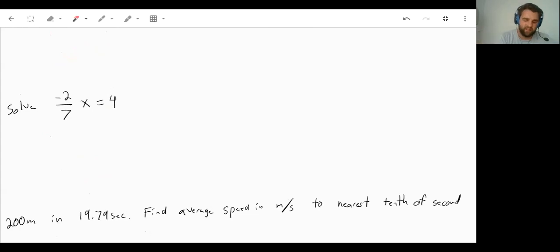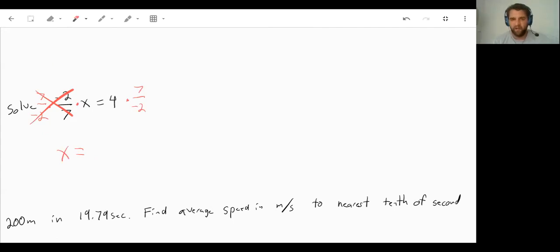Because when you have a fraction that's being multiplied, to undo the fraction, you just want to multiply by its reciprocal, which means you flip it. And every time I say reciprocal, I'm going to flip my fingers, because every time you hear reciprocal, you should think about flipping the fraction. So we're going to multiply this by 7 over negative 2. And if we're doing that on one side, we need to do it to the other side. So we're now left with an x.